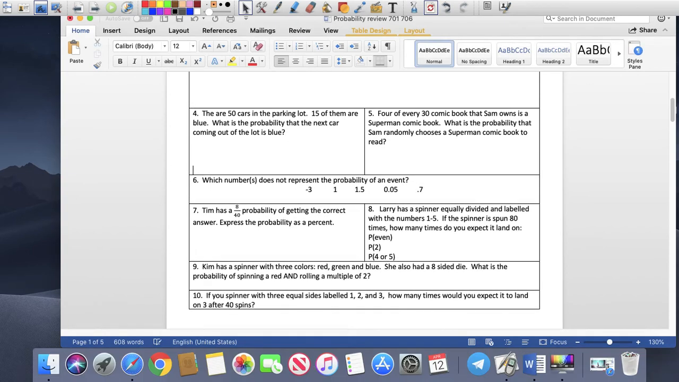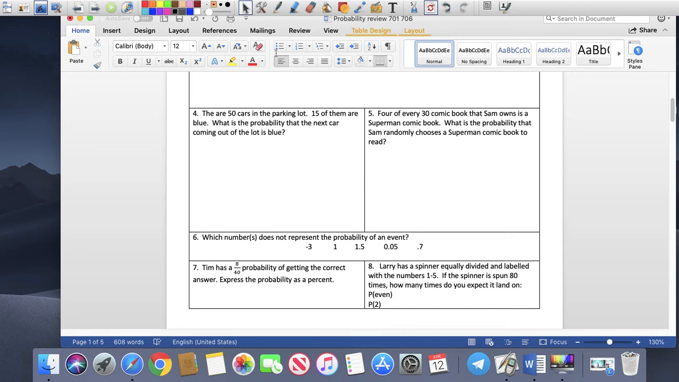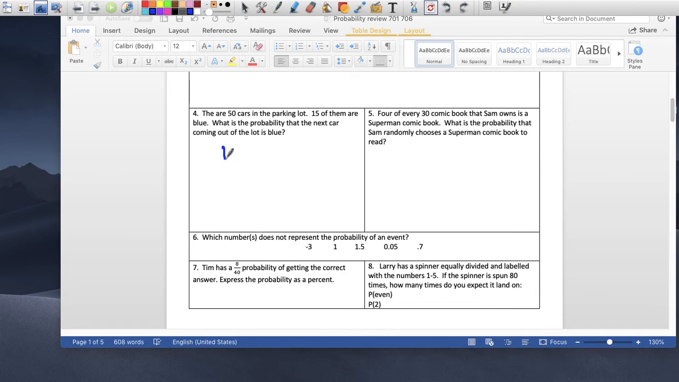4, there are 50 cars in the parking lot. 15 of them are blue. What's the probability of the next car coming out of the lot being blue? Well, a silly question. So the probability of a blue car coming out of the lot is going to be 15 out of 50. If it's a multiple choice question, you need to change that to a decimal, which is 0.3, or as a percent, 30%. So the probability of a blue car coming out of the parking lot will be 30%. So make sure that you are okay with showing them in 3 different formats.